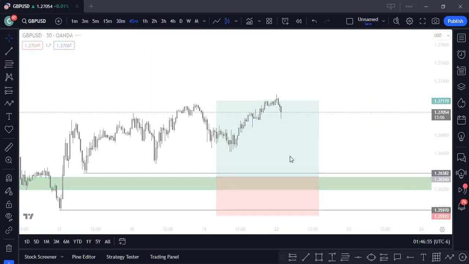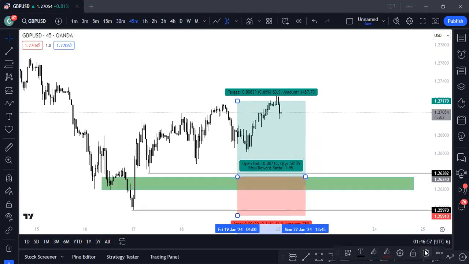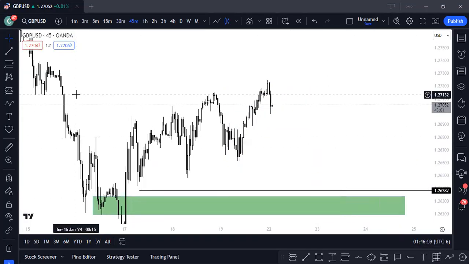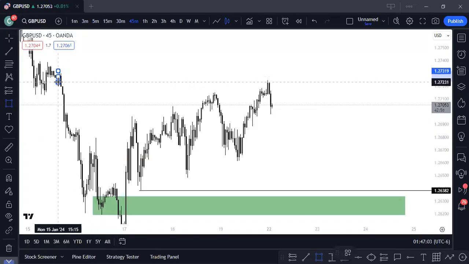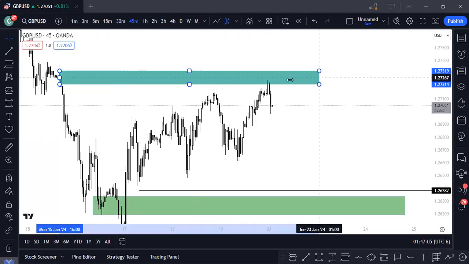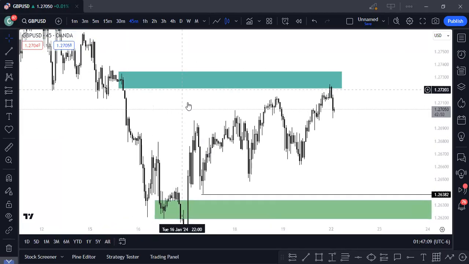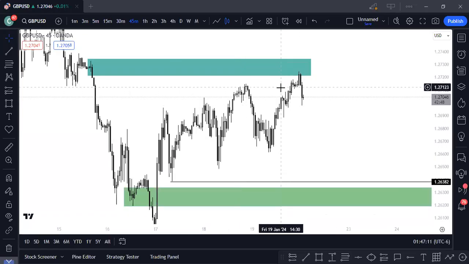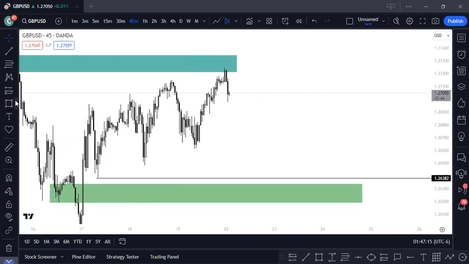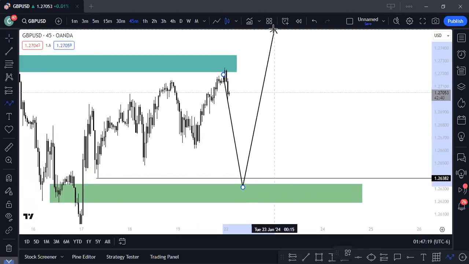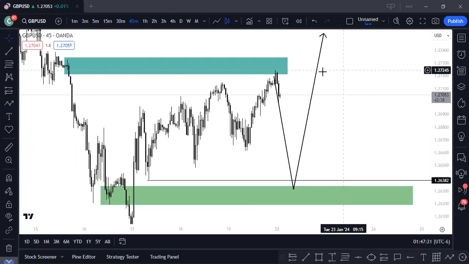Yeah, I'm also anticipating this GBP USD. It is already reacting from this supply. This is a 45-minute supply level that GBP USD is reacting from, this zone here. So it might do this sell off, then buy.